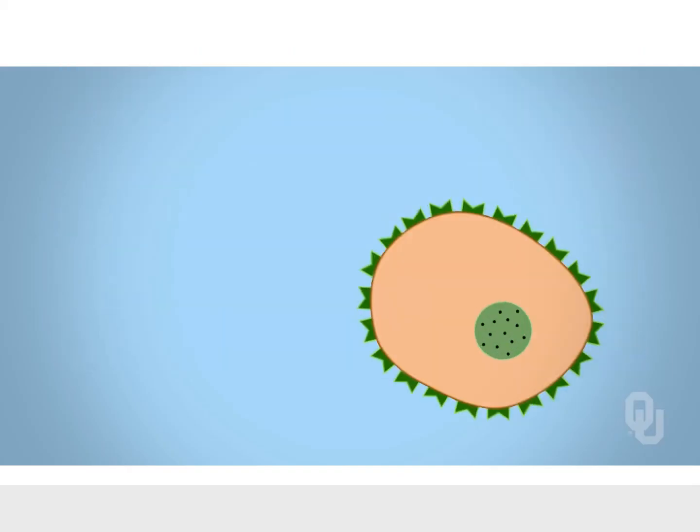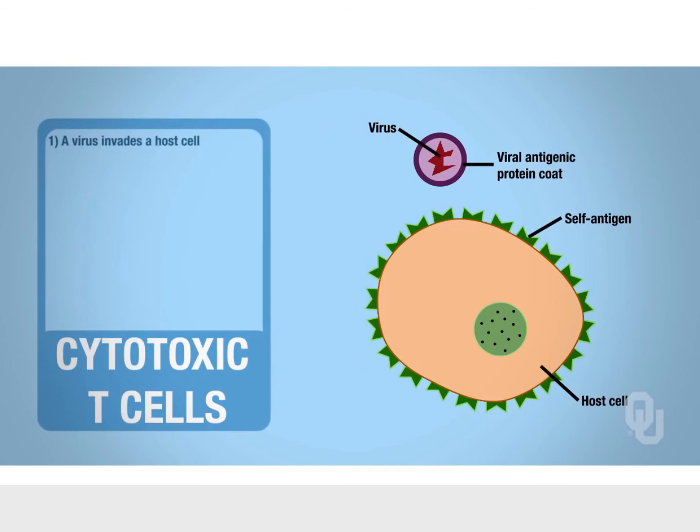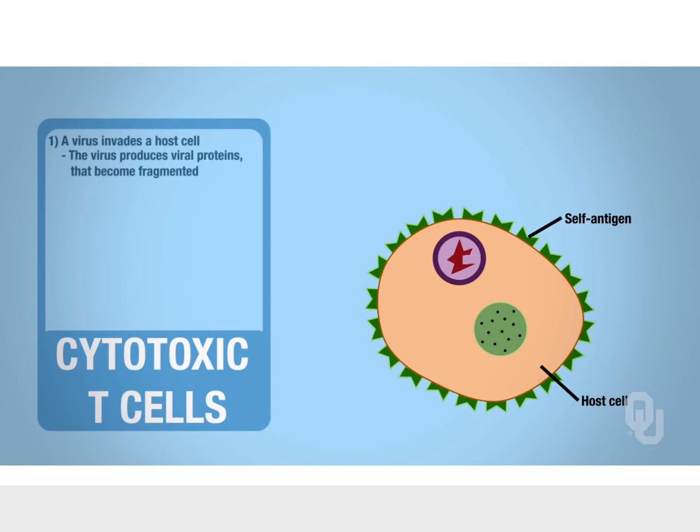Okay, so in step 1, we're going to have a virus, and the virus invades a host cell. So here's the virus, and you can see how it's invading the host cell. When the virus invades the host cell, the virus will take over the genetic machinery, right? They'll take over the cell, and the virus will produce viral proteins, and those viral proteins will become fragmented. Notice on this cell here, we have these self-antigens, which are MHC molecules. Those are already on the cell surface, just hanging out, waiting there.